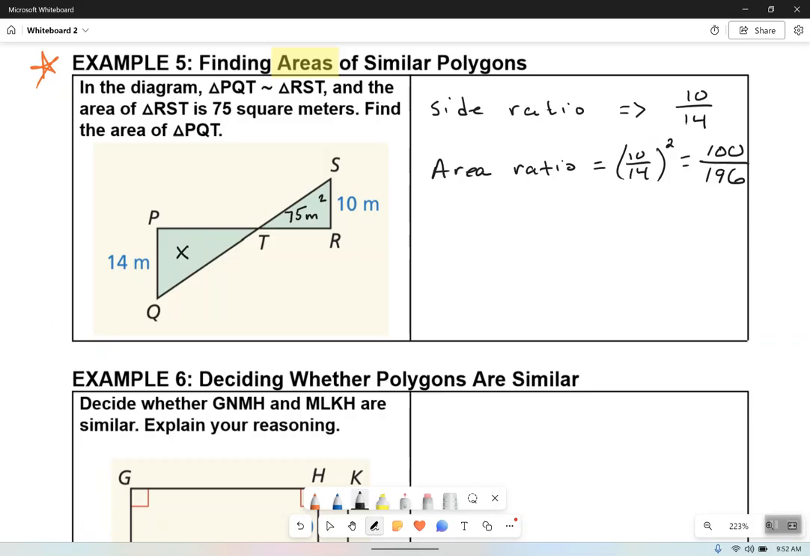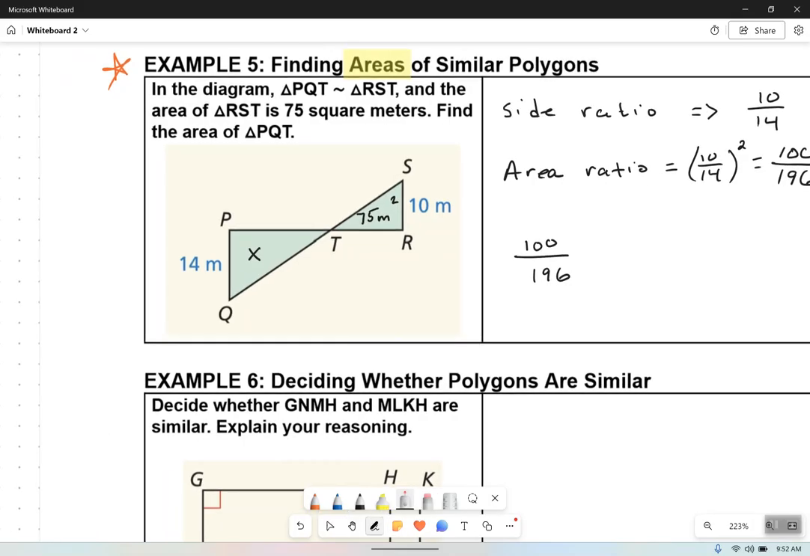For every 100 squares on a smaller triangle, how many square units are on the inside of the bigger triangle? Here's how we set this up. I'm going to take my area ratio, which says 100 to 196. It means for every 100 squares inside the smaller triangle, there are how many squares inside the larger triangle?